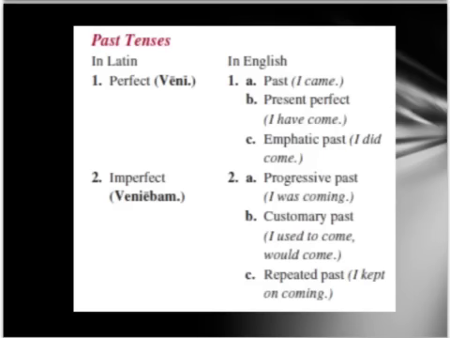The perfect and the imperfect both are used for actions that have happened in the past. Here are some differences in how you translate them. The simple perfect is just the past tense: I came, or I have come, or I did come. For the imperfect, it's translated I was coming, I used to come, or I would come, or I kept on coming.